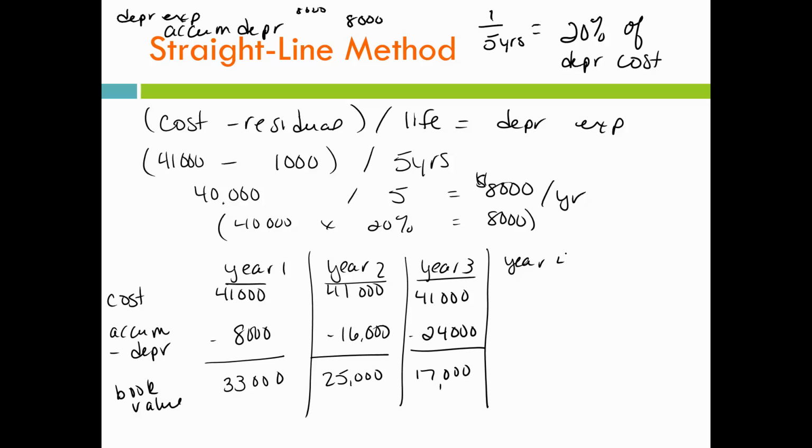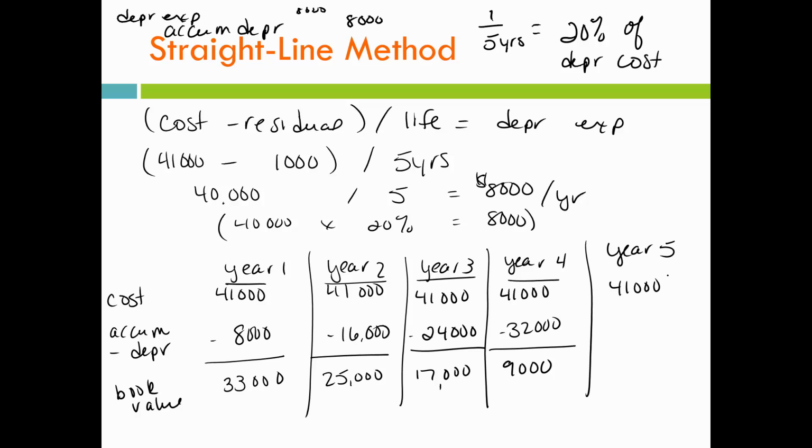So in year 4, the truck is still in there at $41,000. Accumulated depreciation's been $8,000 4 times now, so that's up to $32,000, and that brings the book value down to $9,000. And then in year 5, the truck is still at $41,000. Accumulated depreciation is up to $40,000. And the book value is down to $1,000, which matches that residual value.